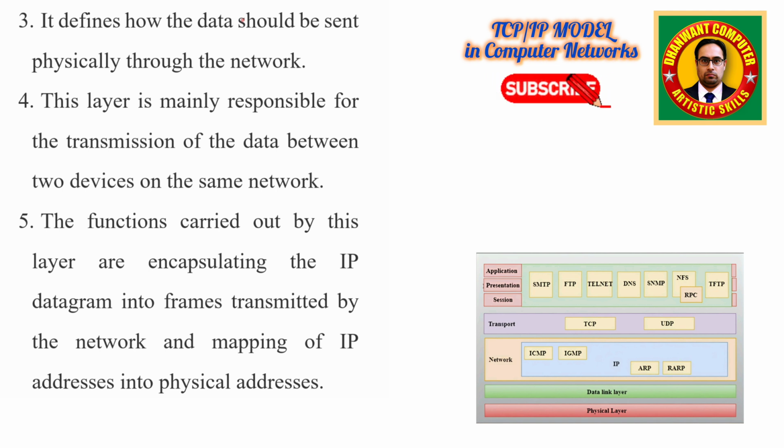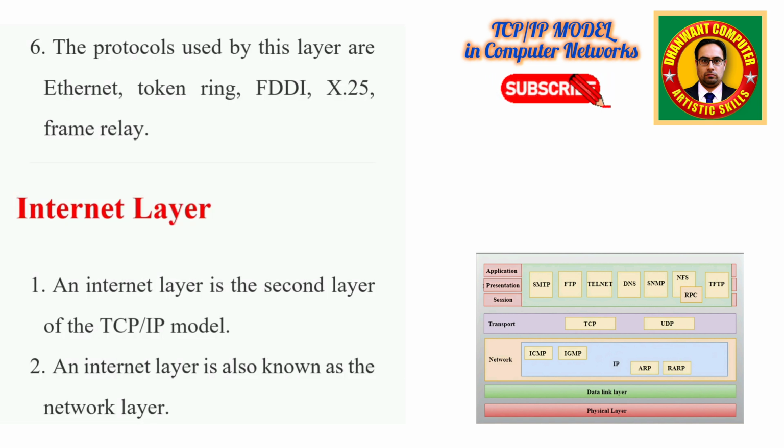5. The functions carried out by this layer are encapsulating the IP datagram into frames transmitted by the network and mapping of IP addresses into physical addresses. 6. The protocols used by this layer are Ethernet, token ring, FDDI, X.25, frame relay.